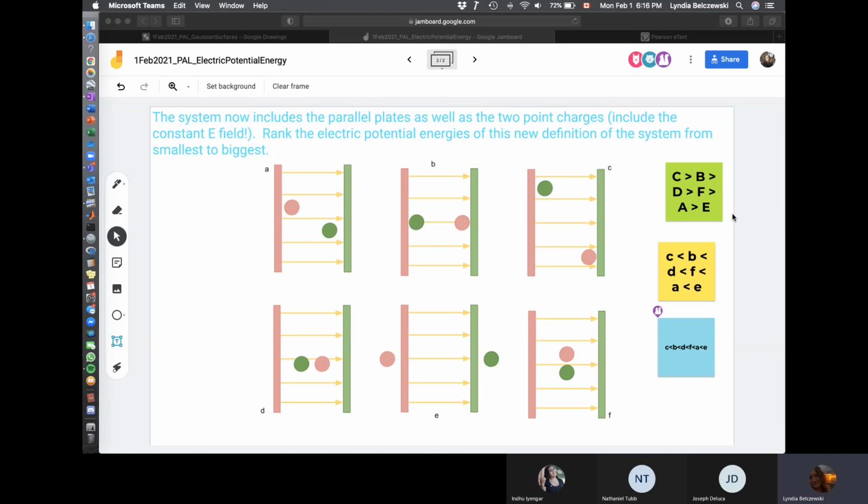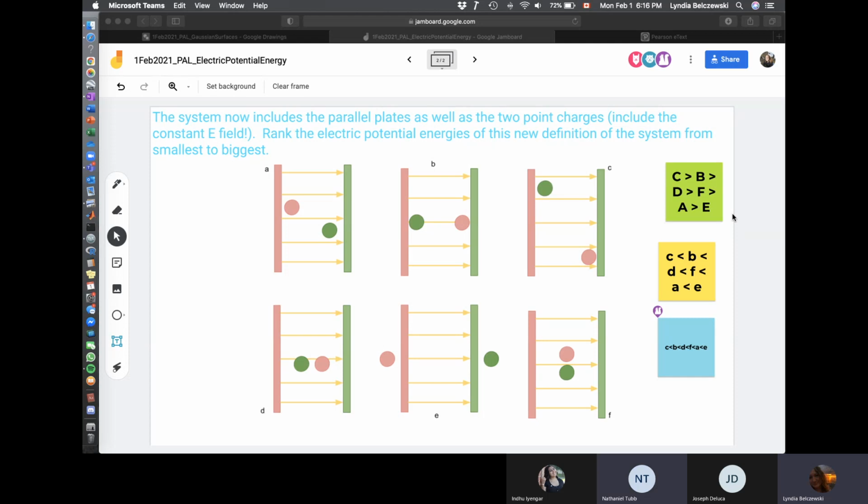So if you said that C, the system C, has the largest amount of potential energy, can you tell me why? You can write out in the chat or say out loud, whichever you prefer. And if you said that no, actually it's system E that has the biggest, why does system E have the biggest amount of potential energy?